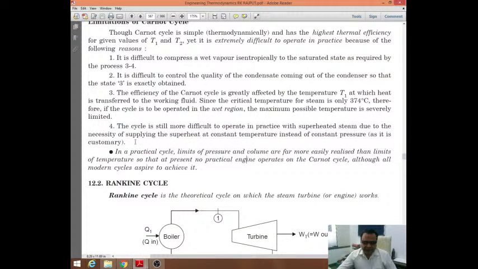In a practical cycle, limits of pressure and volume are far more easily realized than the limits of temperature. So at present, no practical engine operates on the Carnot cycle, although all modern cycles aspire to achieve it. Every modern power cycle is trying to achieve the efficiency of the Carnot cycle. That is the maximum possible efficiency.